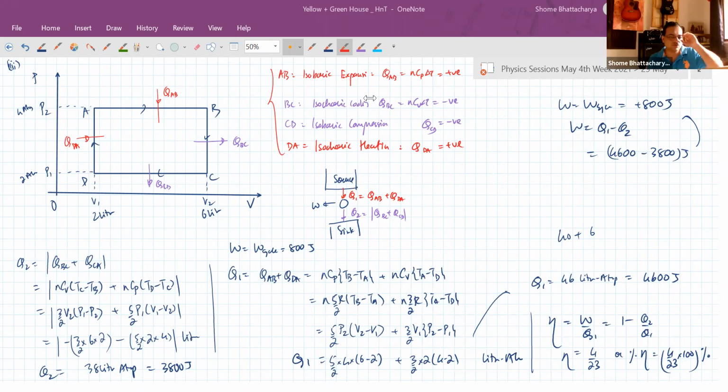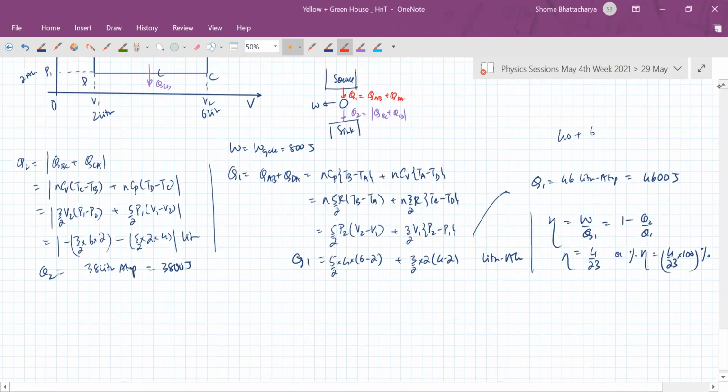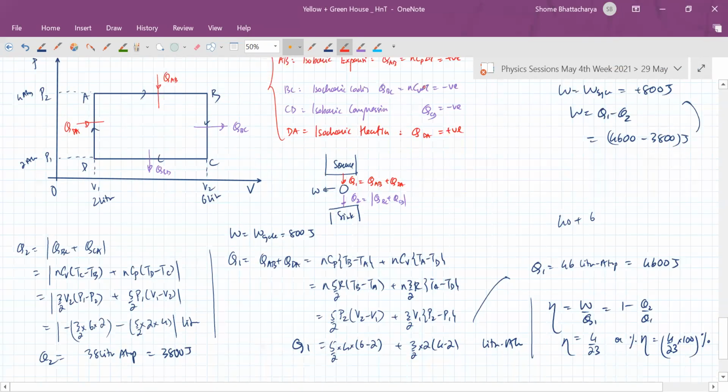Okay, so this is a general example of application of the concept of efficiency and calculation of efficiency of a heat engine.